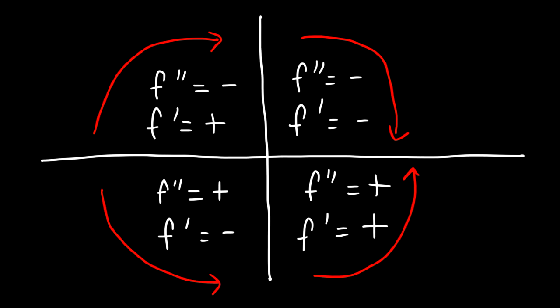Now, the reason why you need to know this is that when you create a sign chart for the first and second derivative, you can get a good idea of how the graph is going to look, at least the curve. And I'm going to give you two examples to illustrate that.